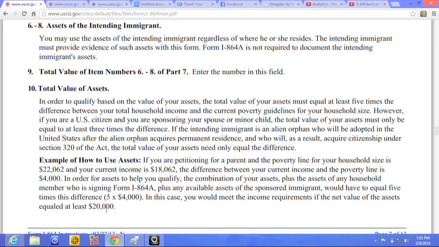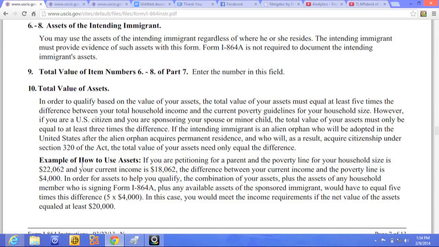For the assets, you have to give proof of ownership. Okay, you just can't say my car is 10,000. You have to give proof of ownership with all those. So that should be 5 times the difference that you have relative to the poverty guideline. So using assets is not really easy stuff. If you have to do it, you can, but it's not easy.